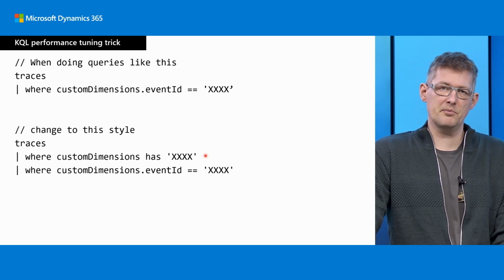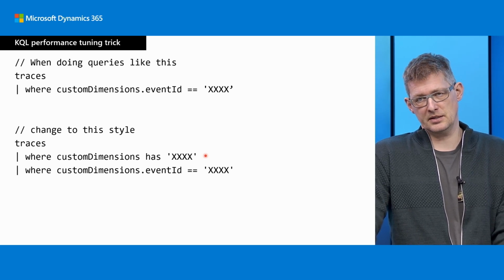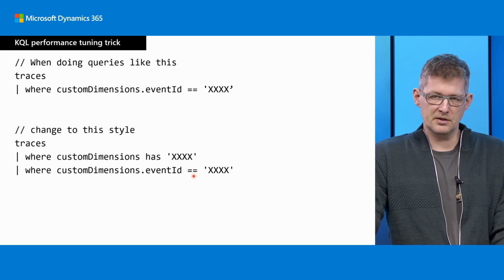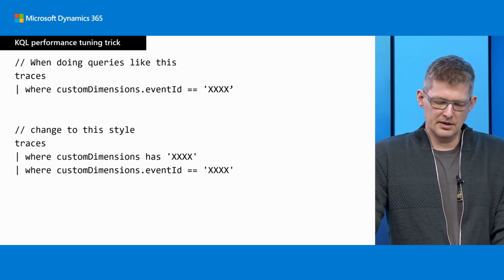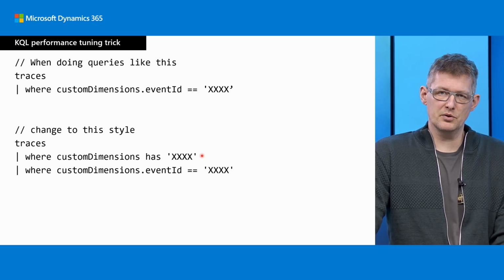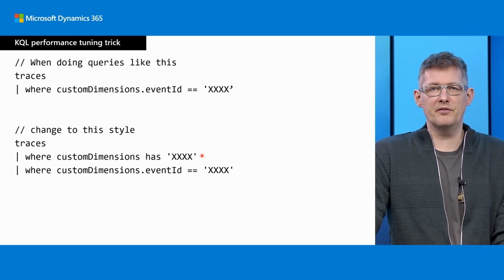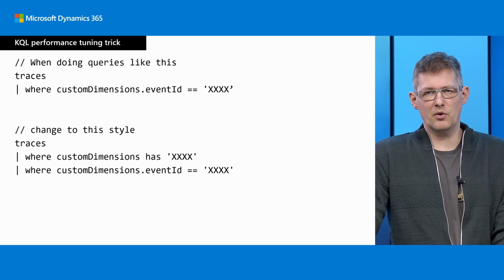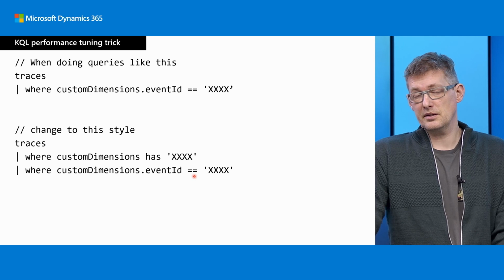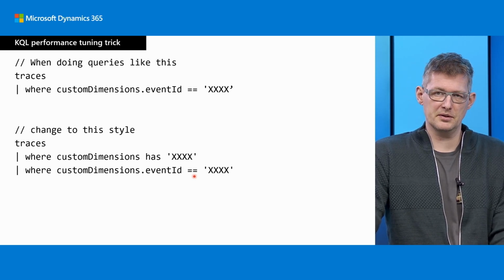So treating custom dimensions as a string and seeing, does this string contain this XXXX string? And then later on, you can go in and specify something. This is very, very useful because you don't need to parse the full JSON to ask if this is happening, and you can filter things away very early before you actually need to parse JSON structures. So this can be very, very effective if you run Kusto queries on Application Insights.